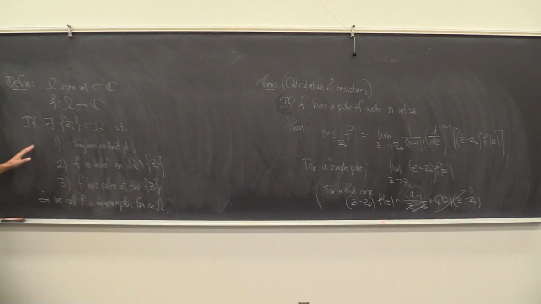So basically, roughly speaking, it's a holomorphic function with singularities, but all its singularities are poles. Okay, that's basically what meromorphic means.